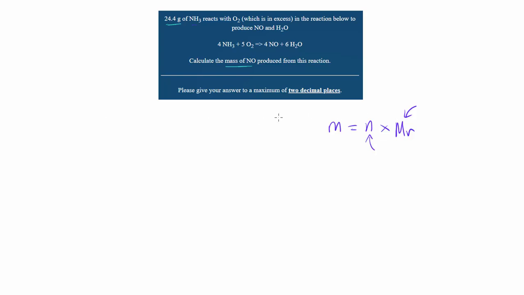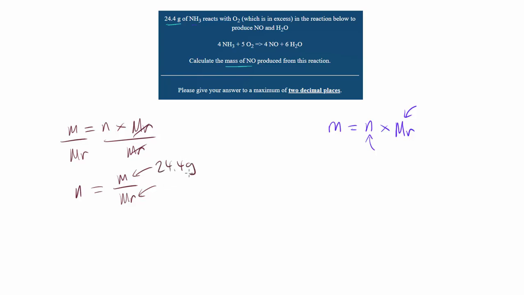So if you rearrange this, for the mass equals number of moles times molar mass, divide both sides by the molar mass. This side would obviously cancel, and then we'd get, simply put, that the number of moles is equal to the mass divided by the molar mass, right? So we're going to go ahead and find that out from the periodic table. We already know that this, for the ammonia at least, is going to be 24.4 grams, right?